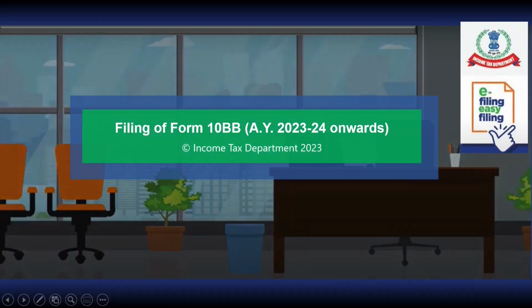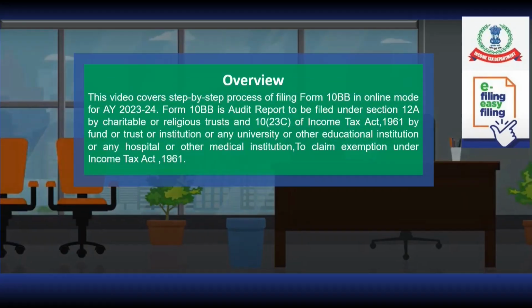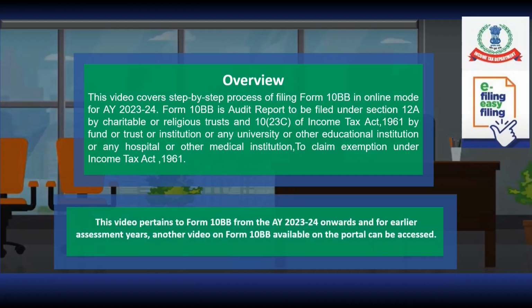This video is on filing of Form 10BB for assessment year 2023-24 onwards. Form 10BB is the audit report which is required to be filed under Section 12A by charitable or religious trusts, and Section 10(23C) by any fund, trust, institution, university or other educational institution, or any hospital or other medical institution, to claim exemption under the Income Tax Act 1961.